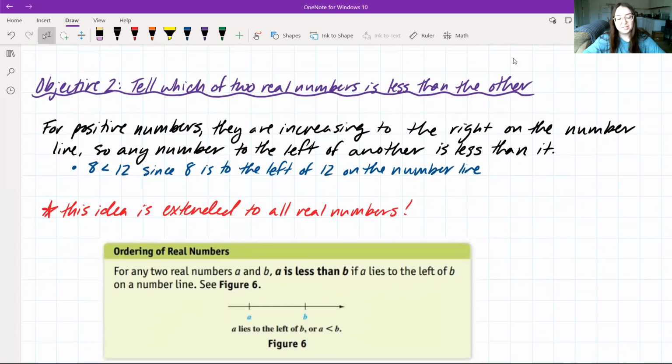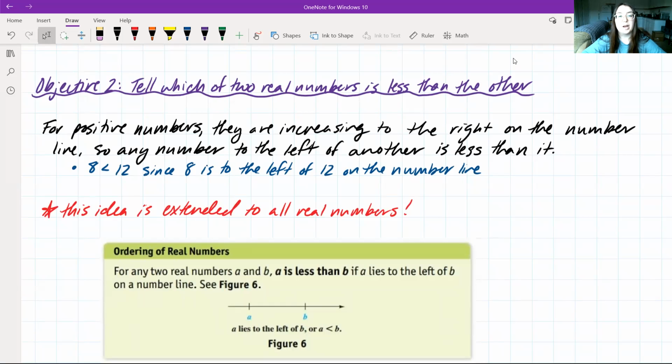All right, so on to objective 2. We want to tell which of two real numbers is less than the other. For positive numbers, they are increasing to the right on the number line, so any number to the left of another is less than it. So we can say, for example, that 8 is less than 12 since 8 is to the left of 12 on the number line. And this idea is extended to all real numbers.